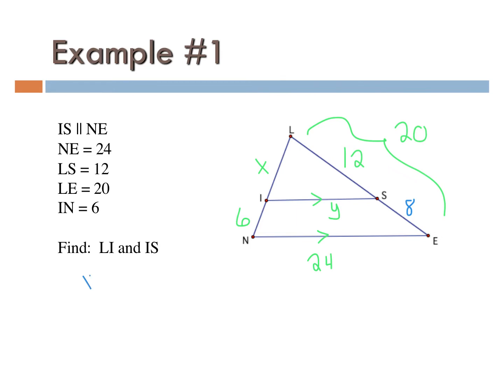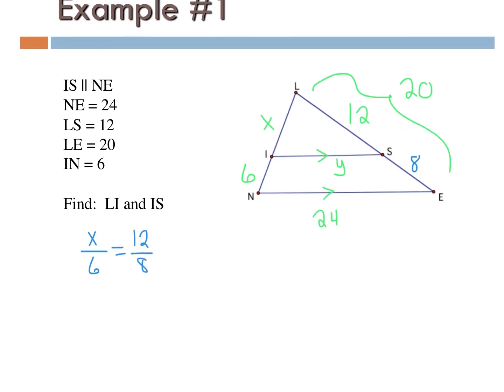So I could solve for x by saying x over 6 is going to equal 12 over 8. I could simplify 12 over 8 if I want and reduce that fraction. I don't have to though. I'm going to do cross products. 8 times x is 8x. 6 times 12 is 72. So x is equal to 9.